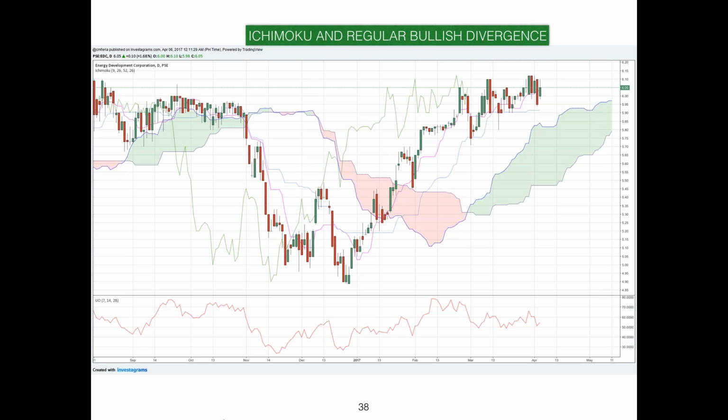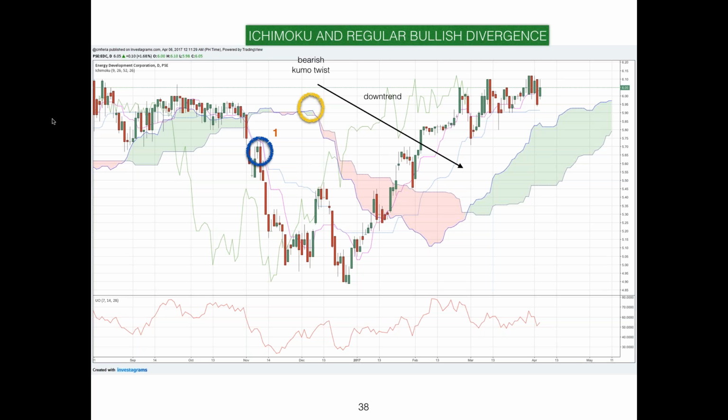I'll show you how we could use bullish divergences in this Ichimoku chart of EDC. So EDC had been on a downtrend for 1 month until December 2016. The downtrend was signaled by a Kumo twist in November 2016. This was a bearish Kumo twist. Now, all Ichimoku elements are below the Kumo. Price had been trending below the Kijun Sen, and that served as the resistance.